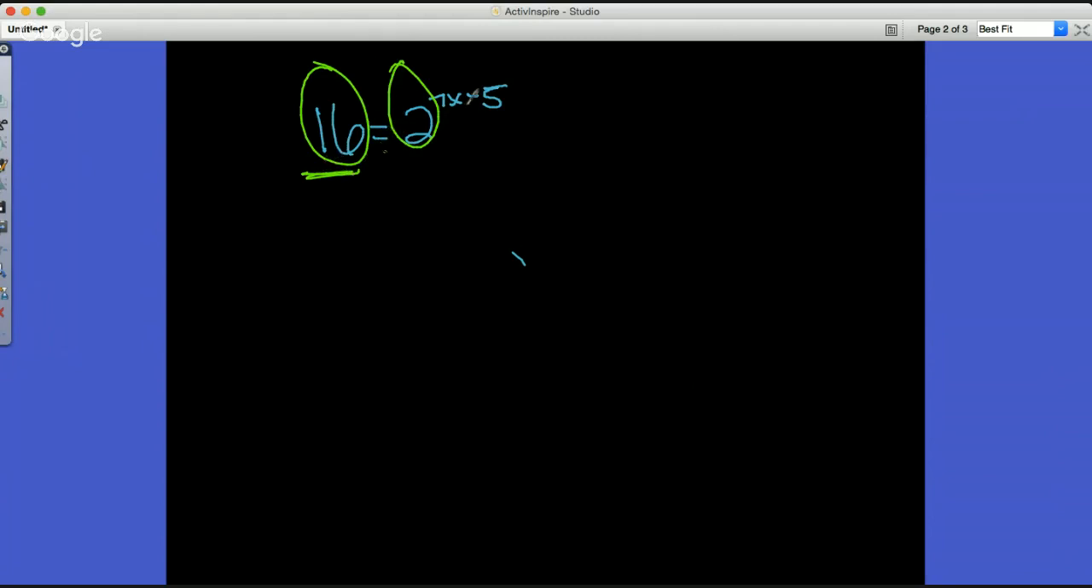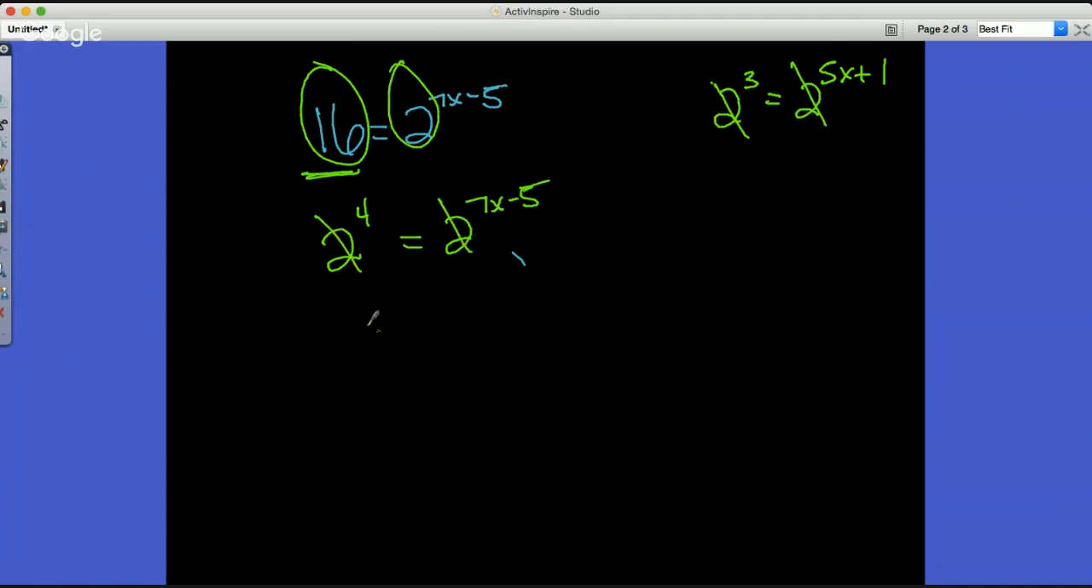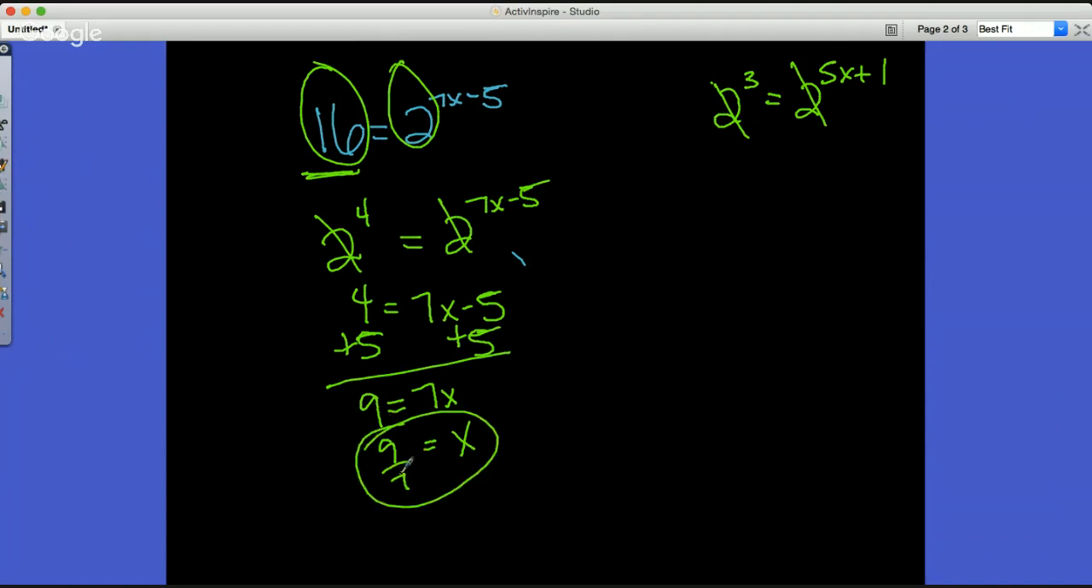It's because I can use the one-to-one property to where if I have, let's say, 2 to the third equals 2 to the 5x plus 1, because these are the same bases, I could cancel, giving me 3 equals 5x plus 1. Well, with 16, I can make 16 have the same base as 2. In fact, 2 to what power is 16? Well, I know 2 to the 4th would be 16. So now I could cancel, giving me 4 equals 7x minus 5. Okay? Now, once I add 5 and divide by 7, x would then be equal to 9 over 7, and that right there would be my answer. And you could actually plug it back in and test it. You plug 9/7 back in, you should get the same thing, and that would be 16.